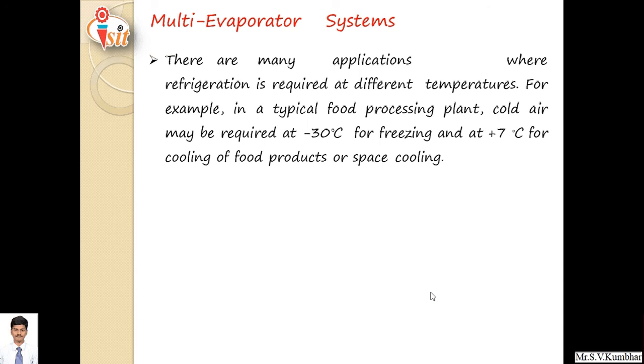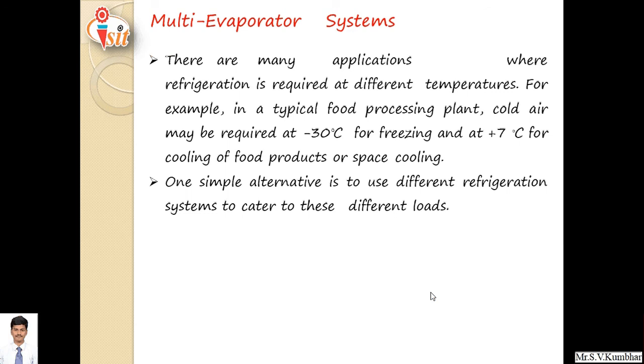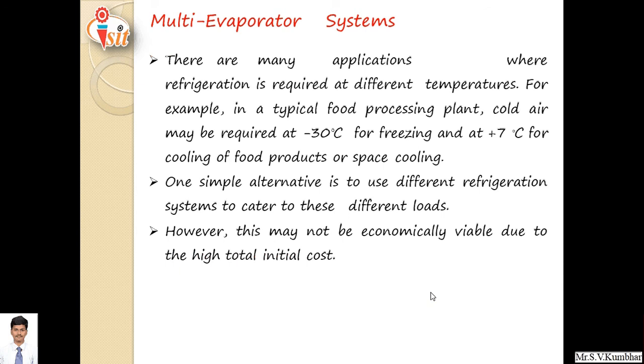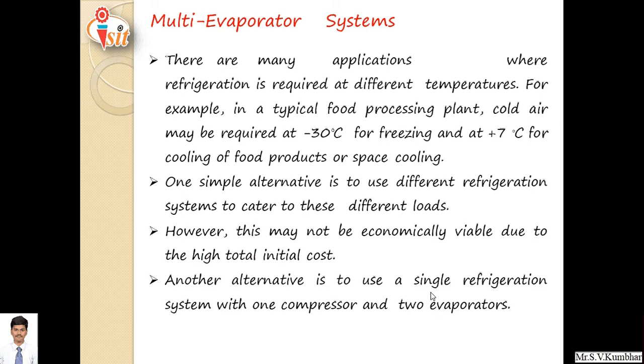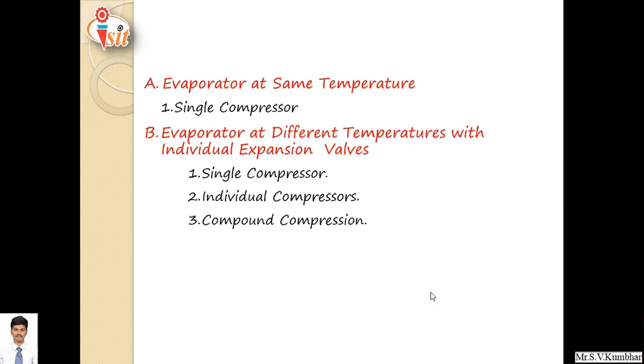Or one more example here is in a typical food processing plant, cold air may be required at minus 30 degrees centigrade for freezing and 7 degrees centigrade for cooling of food products or space cooling. So in that case also we can go for multi-evaporator system. One simple alternative is to use different refrigeration systems to cater the different loads. However, this may not be economically viable due to high total initial cost. Another alternative is a single refrigeration system with one compressor and two or more evaporators.